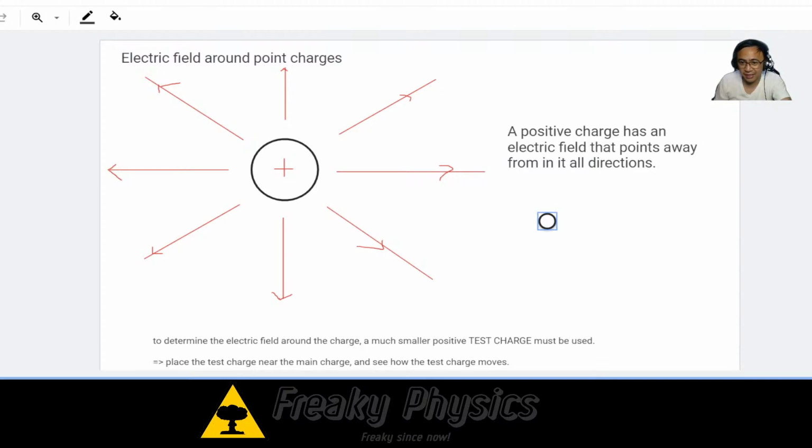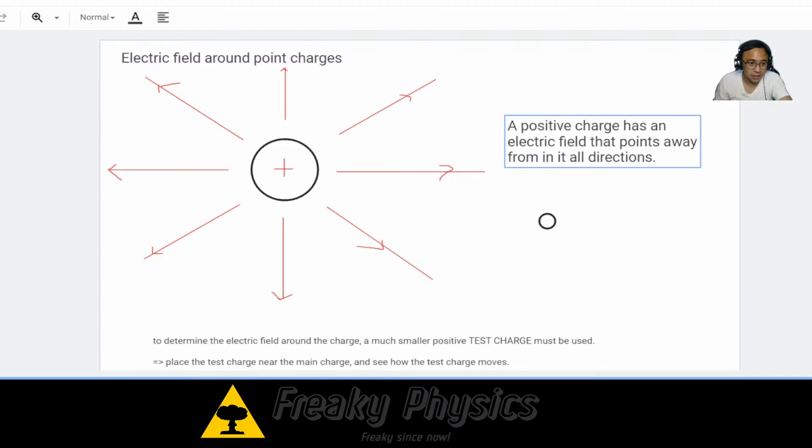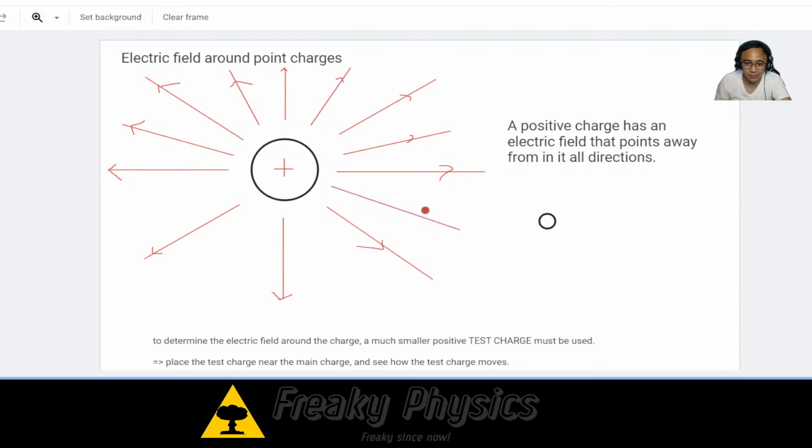The second thing that we need to look at is this. I'm going to draw a few more lines so it's a bit more obvious, like that. Now, as I draw these, I want to ask you again, going back to Coulomb's law, where would this test charge experience a bigger force? Closer or farther away from the charge? So again, where will this test charge experience a bigger force? Here, close to the main charge, or here, far away from the main charge?